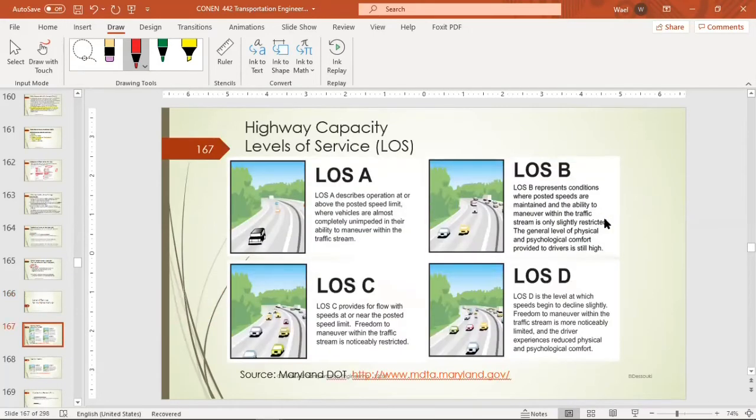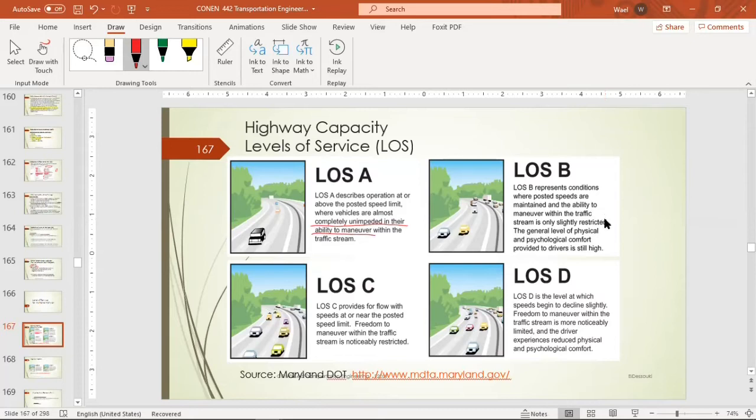Here, the Highway Capacity Manual describes the level of service of a highway facility. Level of service A describes operations at or above the posted speed limit. That means the traffic speed is at the speed limit or slightly above it, and the vehicles are almost completely unimpeded in their ability to maneuver. That means you are driving on the highway and you have the freedom to switch lanes easily. There is no traffic around you that prevents you from doing so.